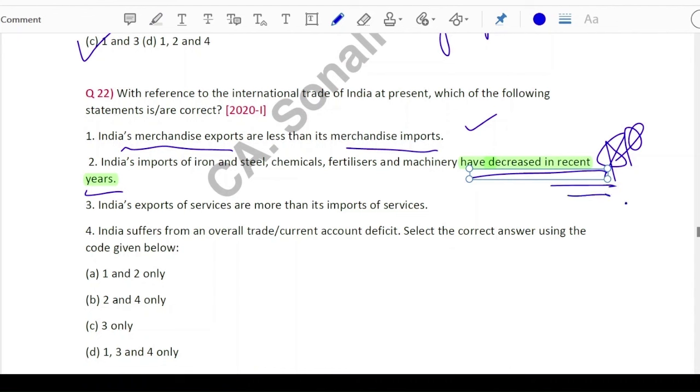So you can eliminate second, first is right. So you directly reach the answer, but let's read third. India's export of services are more than import of services. This is true. Export is more as there is a surplus in the services. India suffers from overall trade or current account deficit. Yes, this is true.